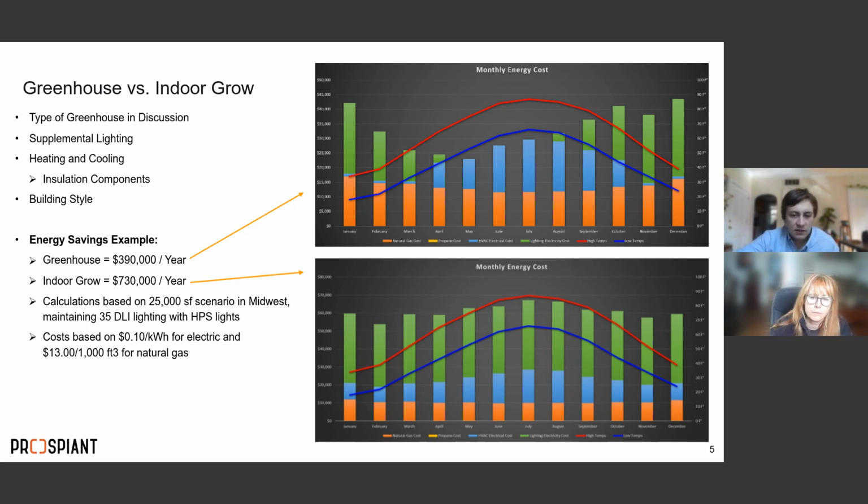And yep, go ahead, Tara. Sorry, I didn't mean to jump in there. What is the orange? I think the blue is HVAC, but what's the orange? I can't read the letters. The orange is natural gas costs.